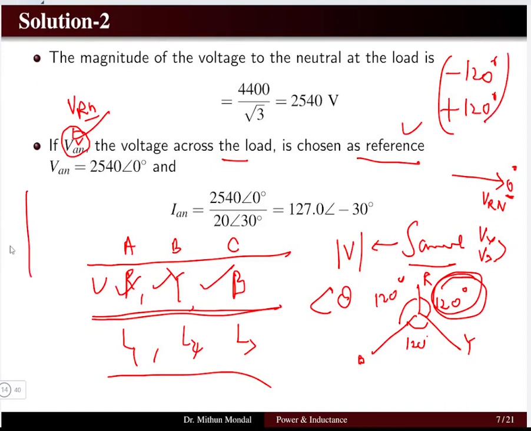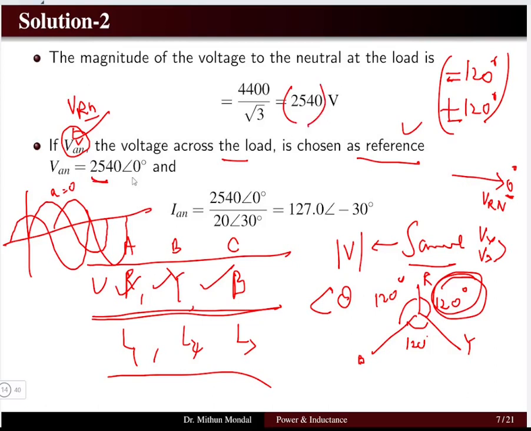It means that the AC signal is transferred for the three phases A, B and C. A is at 0 degree. For B and C, if you have a negative sign, it means it is starting earlier. If you have a positive sign, then it is starting late. So these three phases will be there, R, Y and B. Once we know that, we can write that the voltage of phase A is 2540, which is the magnitude, and the angle is 0 degree.